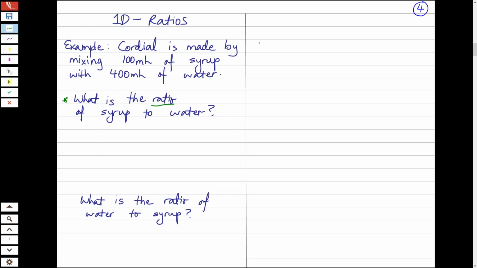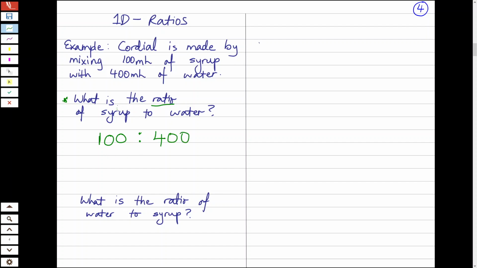So to start off with, I've asked the question: what's the ratio of syrup to water? Here I've given you the setup. I'm going to add 400 mils of water to 100 mils of syrup. I think I'll do this one for you. 100 to 400.